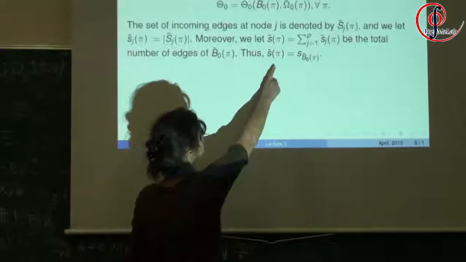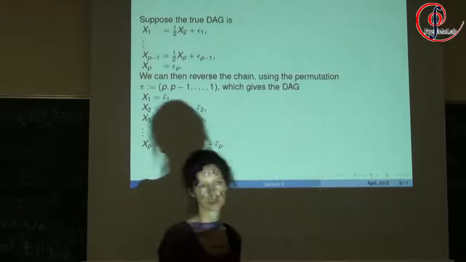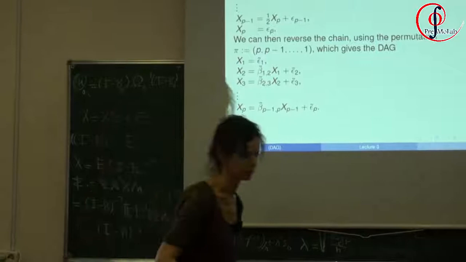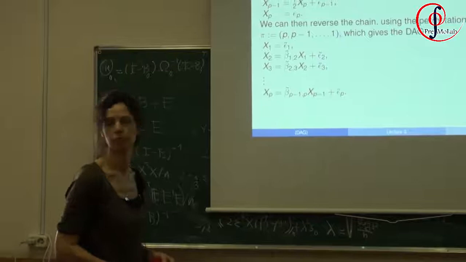Now here's an example. If you have an autoregressive model, for instance, then you just have a chain: x1 determined by x2, x2 by x3, and so on. You can reverse the chain, and it still has the same number of edges. And then I say, okay, by either representation, I'm fine with that.